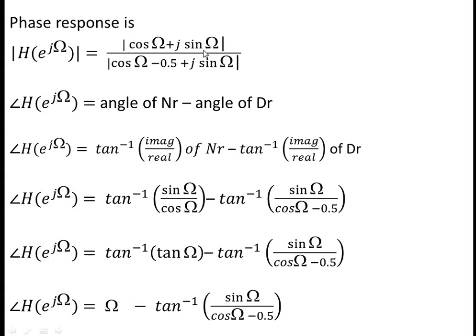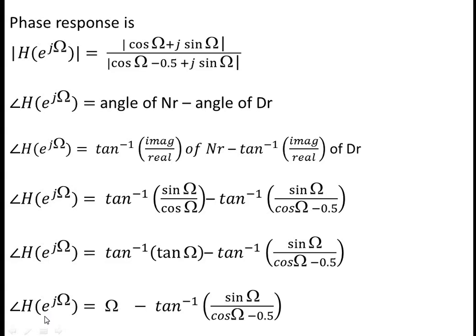Here in the numerator the imaginary value is sin omega and the real value is cos omega, and in the denominator the imaginary value is sin omega and the real value is cos omega minus 0.5. We know the formula sin theta divided by cos theta is tan theta, and tan inverse of tan gives back the angle. So we have only omega minus tan inverse of sin omega divided by cos omega minus 0.5. This is the phase representation, that is, the phase response of the given sequence.